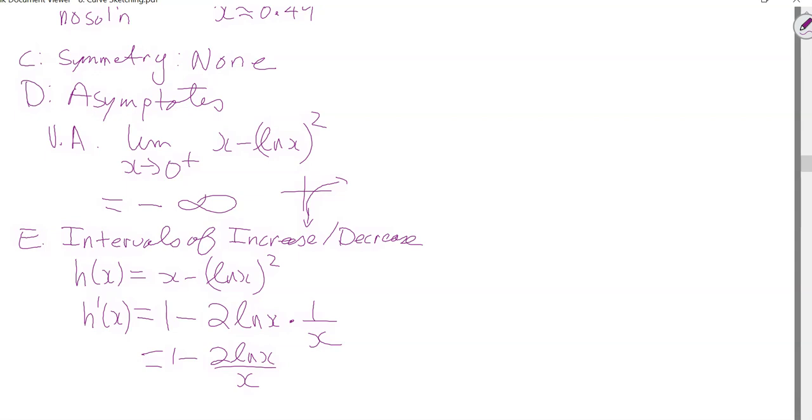Right? So can we leave it like that? I think we can leave it like that. Our idea really is now to find out, is this ever going to be 0? No. Because for that to be 0, what would have to happen? 1 minus 2 ln x over x equals 0, so 2 ln x over x would have to be 1. So 2 ln x would have to equal x. Is that ever going to happen?